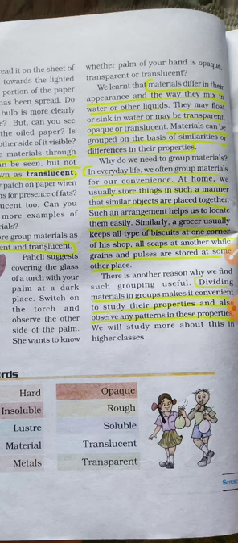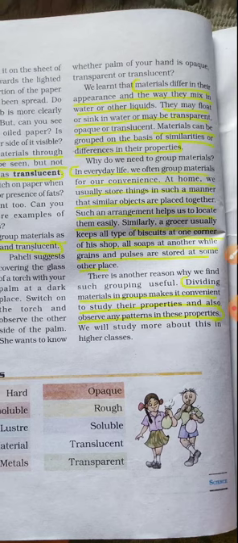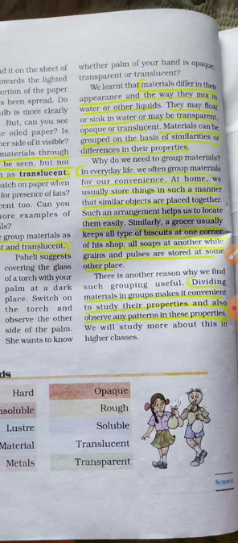There is another reason why we find such grouping useful. Dividing materials in groups makes it convenient to study their properties and also observe any patterns in these properties. We will study more about this in higher classes. Well children, in second last para, it is said that we group these materials for our convenience.